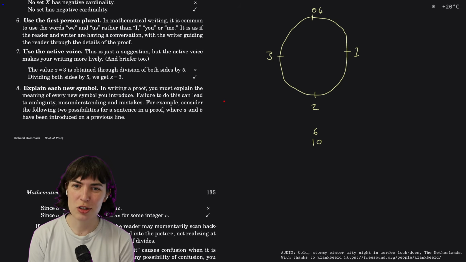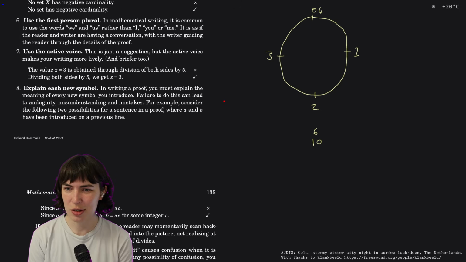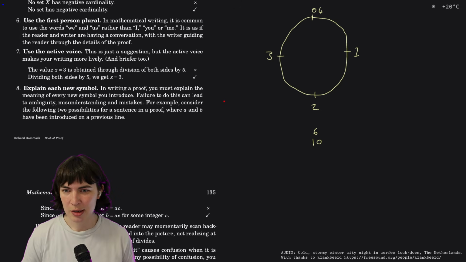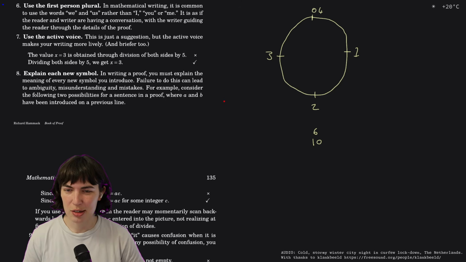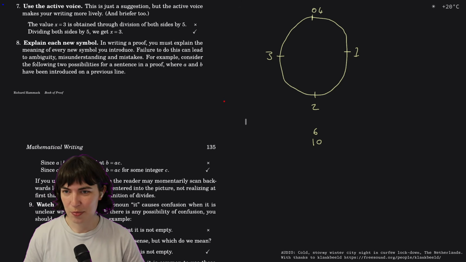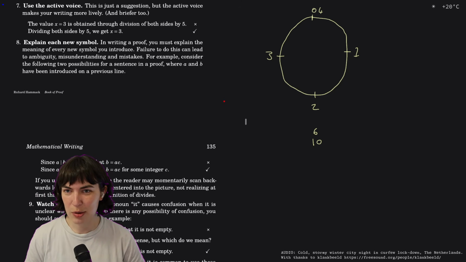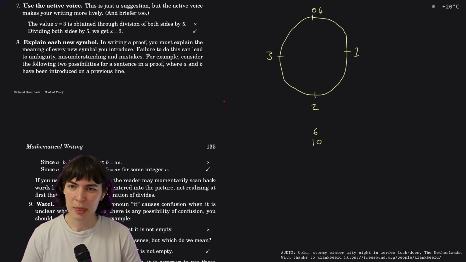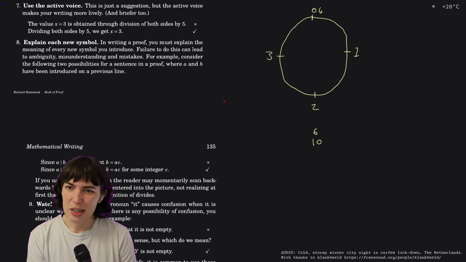Use the active voice. This is just a suggestion, but the active voice makes your writing more lively and briefer too. I agree. The value x equals 3 is obtained through division of both sides by 5. Dividing both sides by 3, we get x equals 3. Okay, fine. Good to know that that is hammock approved, because I would probably do that anyway, if I remember to do it.